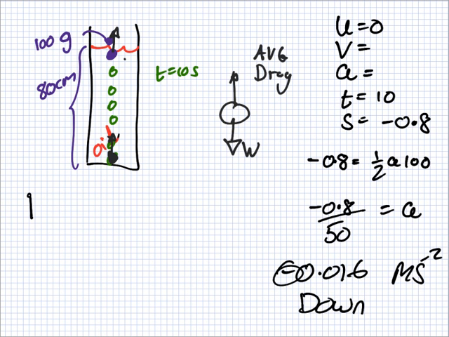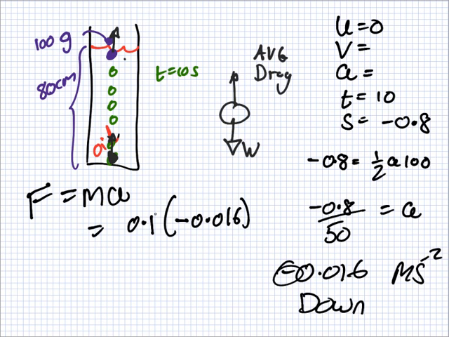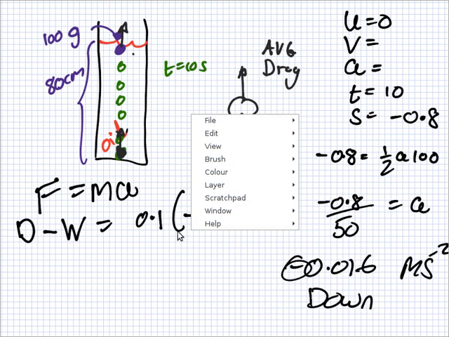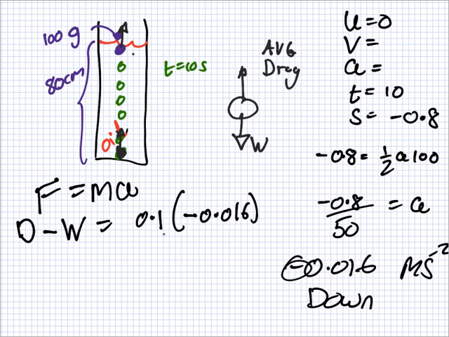Newton said F equals ma. What's the m here? Easy peasy, that's 0.1. What's the a? That's minus 0.016. And what's the force? The force is the drag minus the weight, because there's two forces that combine.